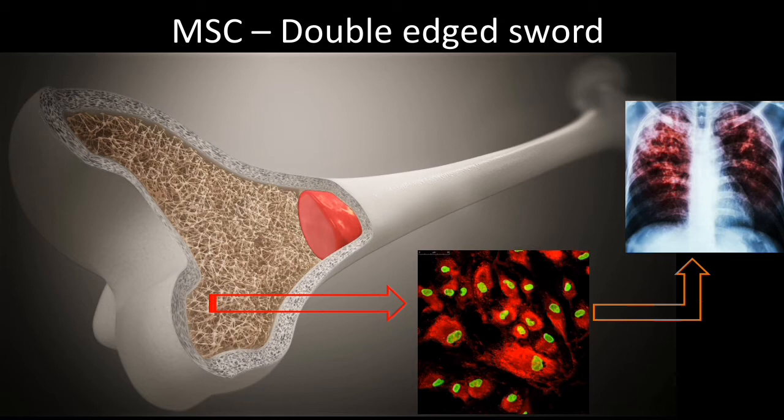How they say this is that mesenchymal stem cells from bone marrow cannot be targeted by tuberculosis, so we can use mesenchymal stem cells for repairing the tissues of the TB-infected lungs. That is one factor. The other factors are that they can be easily cultivated, and they can be easily transplanted either autologously or heterologously.